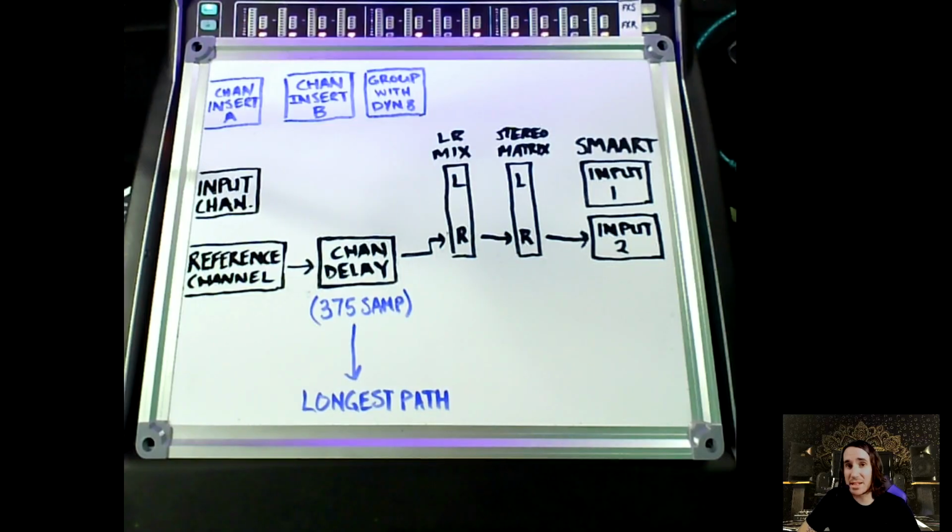Why are you adding channel delay to your reference channel? I'm adding delay to my reference channel in order to emulate the endpoint for our longest path before it hits my main mix. That way, every input channel that I am aligning in my mix has the same reference point. Therefore, they will all be aligned to the same point in time.